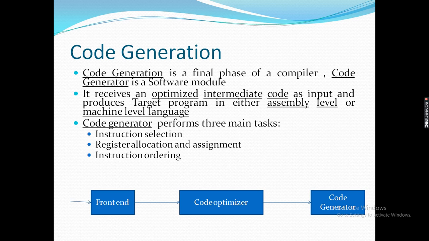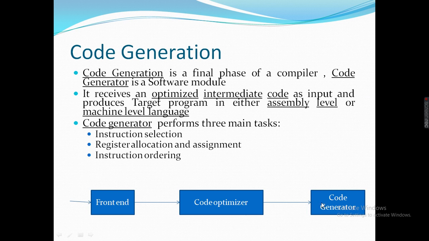Code generation is the last phase of the compiler. The compiler has 6 phases: lexical analysis, syntax analysis, semantic analysis, intermediate code generator, code optimizer, and the code generator. So code generator, that is code generation, is the last and the final phase of the compiler.